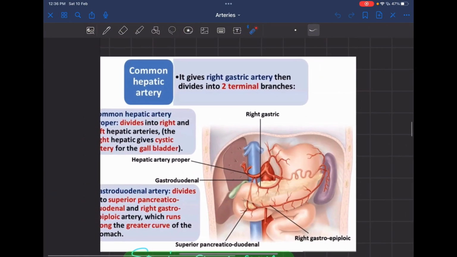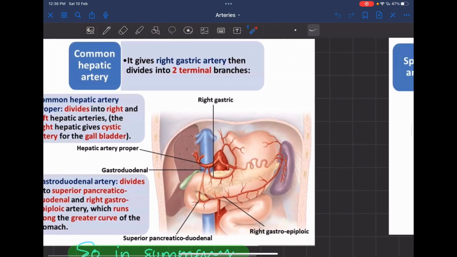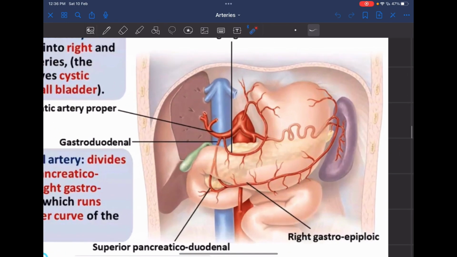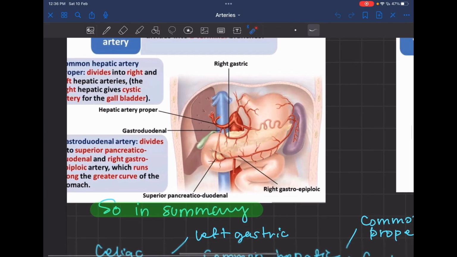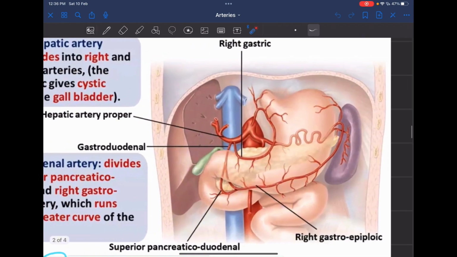Now moving on to the last branch of the celiac trunk, which is the common hepatic artery. As you can see here, the common hepatic artery has three important branches that we need to consider. The first one is the right gastric, which I already mentioned before, and it is anastomosing with the left gastric that came out of the celiac trunk directly, and they will both anastomose on the right gastric.